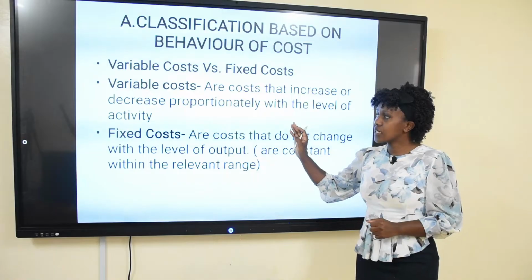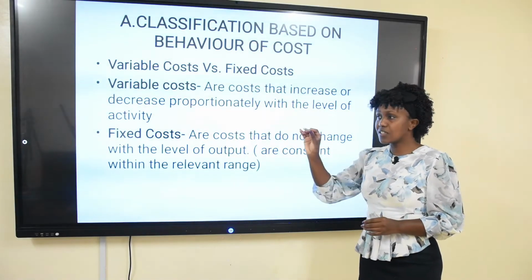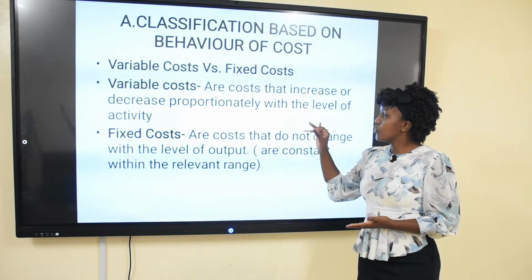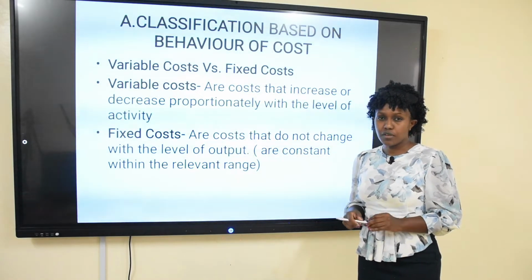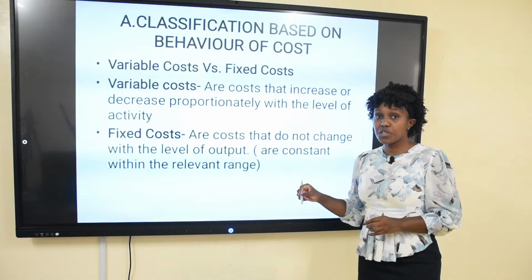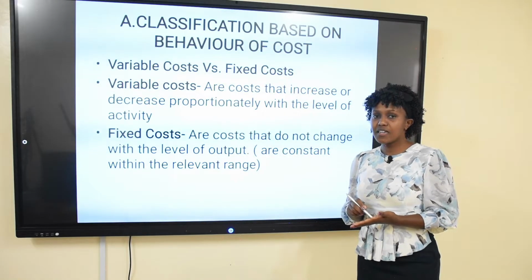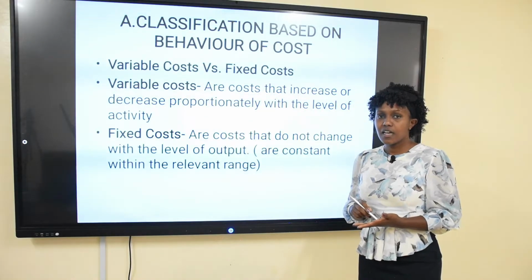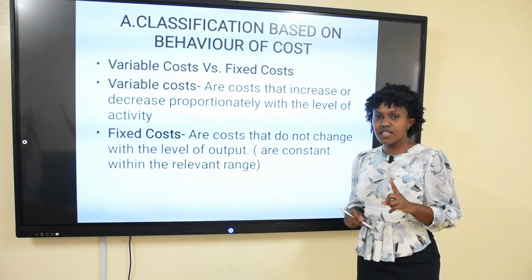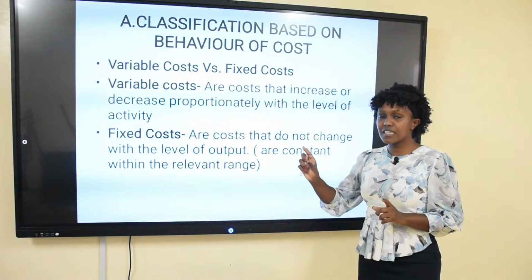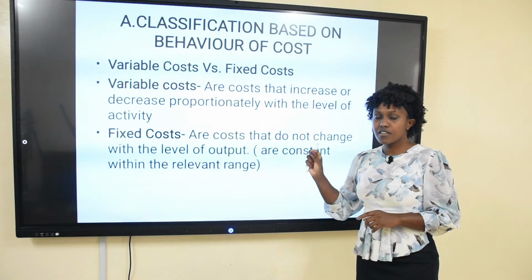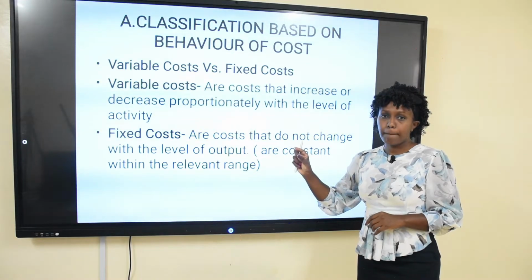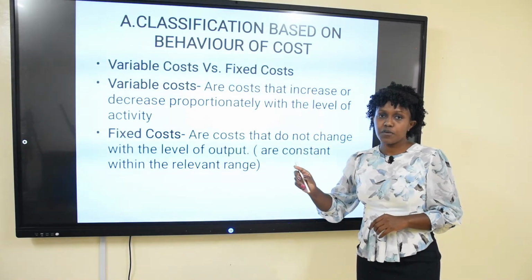Now, variable costs, these are costs that increase or decrease proportionately with the change in activity level. So these are costs that start from zero. They may not be incurred if there's no activity. Once the activity increases, 1 unit increase in the activity will result in a certain increase in the cost, so that it increases proportionately with the changes in activity level.